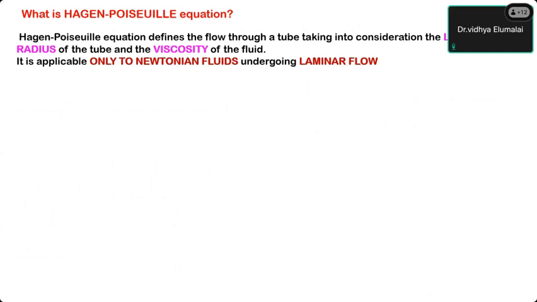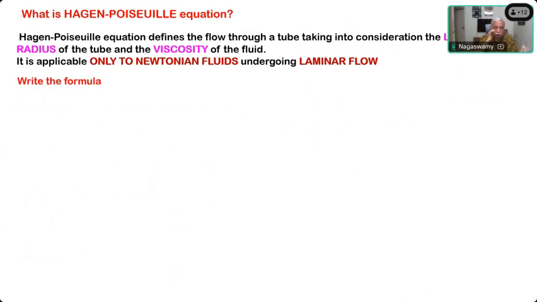What is Hagen-Poiseuille equation? The flow is equal to delta P pi r to the power of 4 by 8 eta L. This is the formula that you are describing. Where the flow is directly proportional to the radius to the fourth power and inversely proportional to the viscosity and the length of the tube. Correct. Hagen-Poiseuille equation defines flow through a tube, taking into consideration the length and radius of the tube and the viscosity of the fluid. It is applicable only to Newtonian fluids undergoing laminar flow.